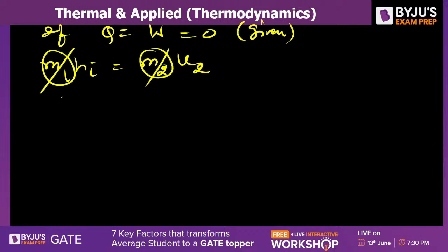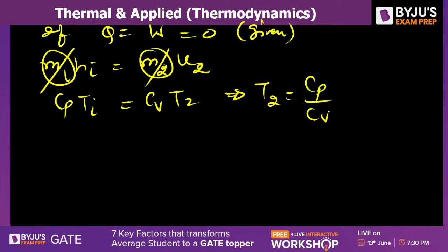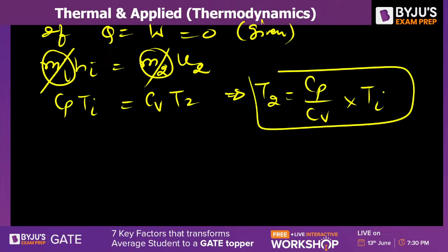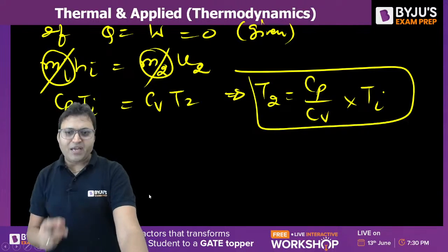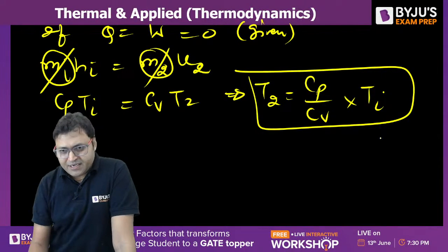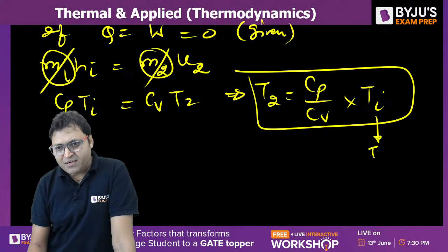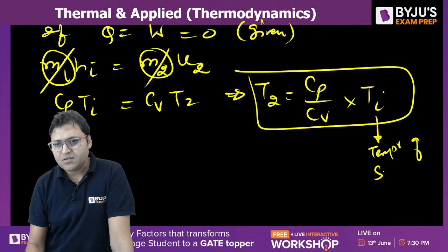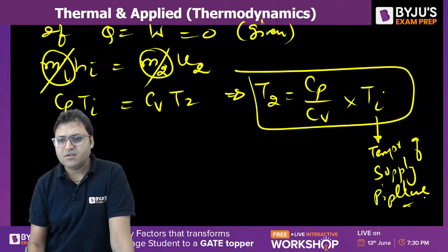So what is Hi? Cp into Ti is equal to U2, which is Cv into T2. So from here T2 is equal to Cp by Cv into Ti. That is how we can obtain the final temperature. Ti is the temperature of the supply pipeline. Right?